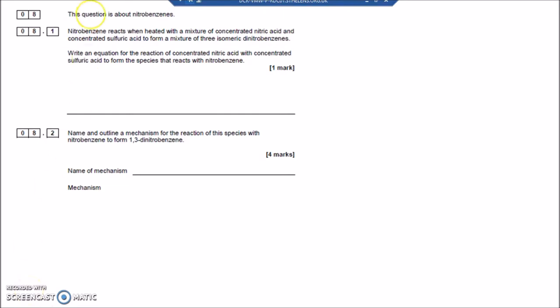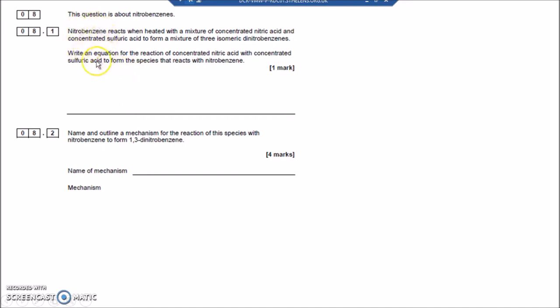Question 8.1. Nitrobenzene reacts when heated with a mixture of concentrated nitric acid and concentrated sulfuric acid to form a mixture of three isomeric dinitrobenzenes. So this mixture of concentrated nitric acid and concentrated sulfuric acid is used to put an NO2 group onto a benzene ring, or an NO2 group onto a nitrobenzene ring.